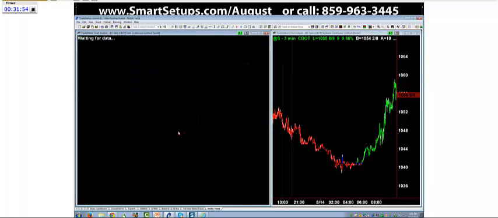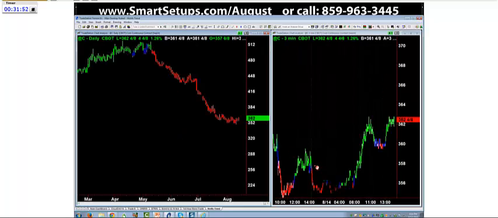Let's do corn too. Corn, massive sell. You had a sell here and a cover there. Corn's getting a little bit oversold. See how you got this little double bottom here at 352? Corn may start to bounce a little bit.